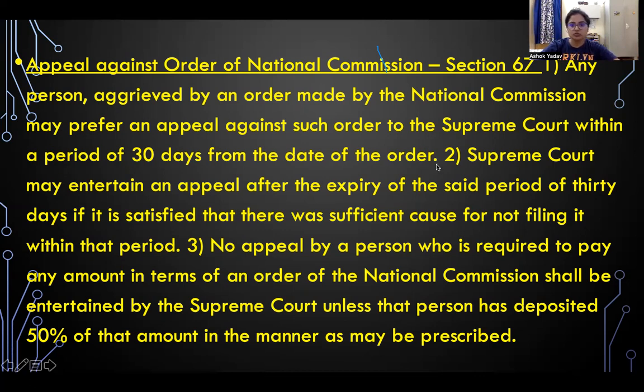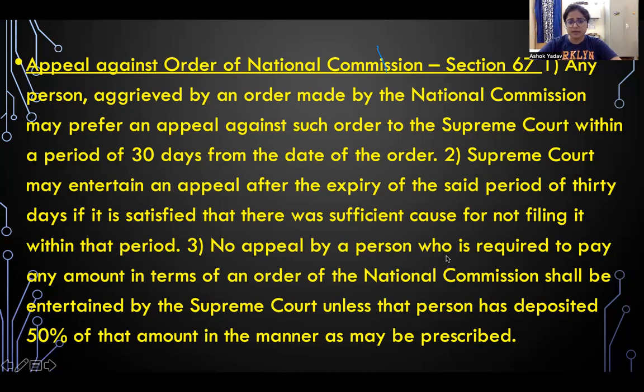Now, what happens if you're not satisfied even by the decision of the National Commission? Then you have the right to go to Supreme Court, and you are given 30 days to file an appeal. Supreme Court may entertain an appeal after the expiry of the period of 30 days if it is satisfied there was a sufficient cause for not filing within that period. That is, Supreme Court will also give you an extension beyond 30 days if you can satisfy the court that you had sufficient ground for not filing the case within 30 days.